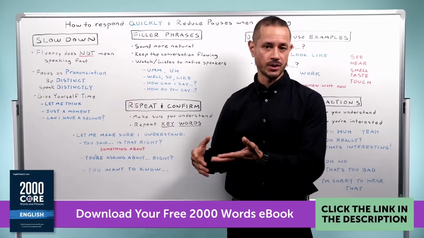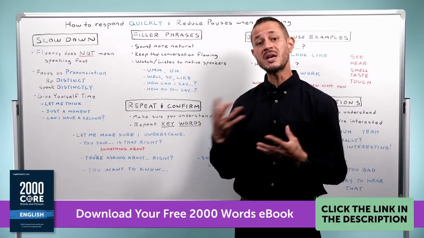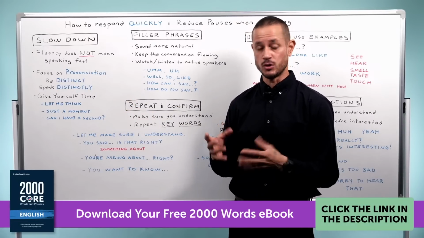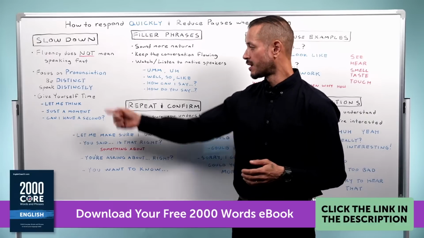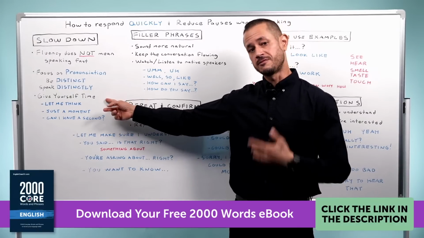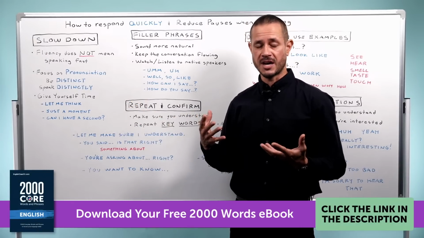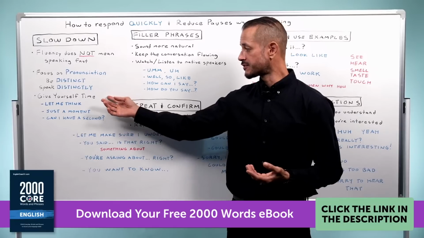Distinctly, the adverb, meaning the same thing. So speak distinctly. Take your time. You don't need to talk fast. You can also use some phrases to buy yourself some time. Ask for time. Give yourself time.